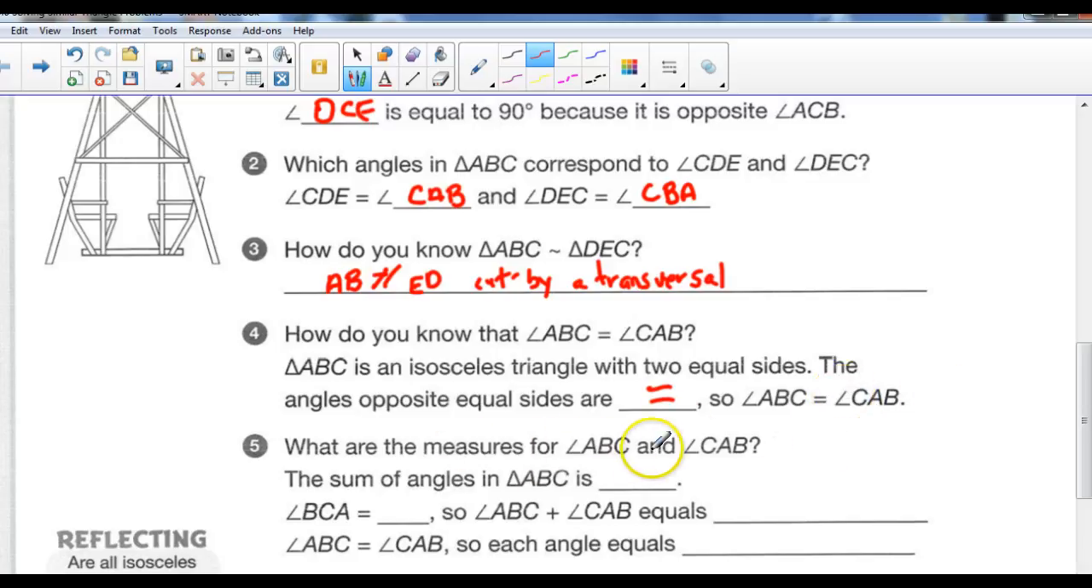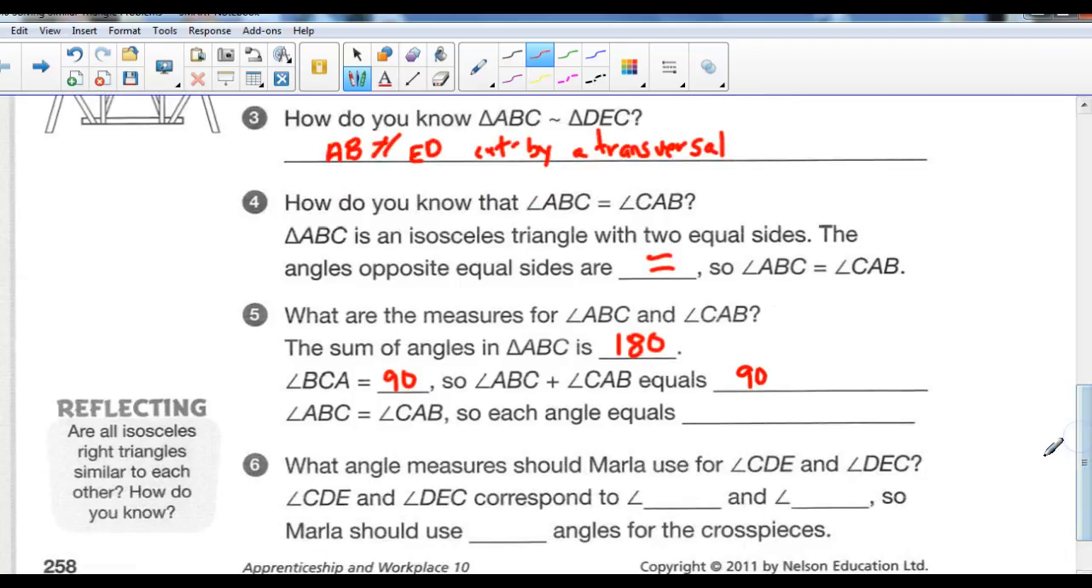So what are the measures for ABC and CAB? Well, the sum of all angles in a triangle is 180 degrees. BCA is equal to 90 degrees, so that means that angle ABC plus angle CAB equals 90 degrees. That means ABC is equal to CAB, so each angle measures 45 degrees.